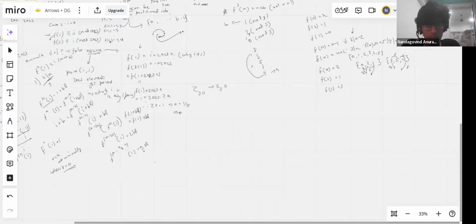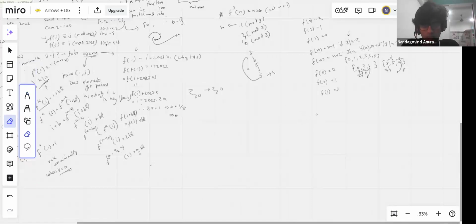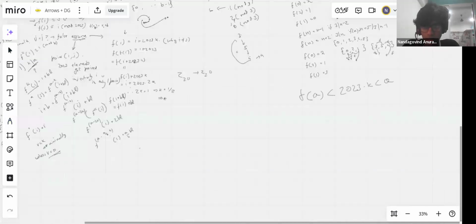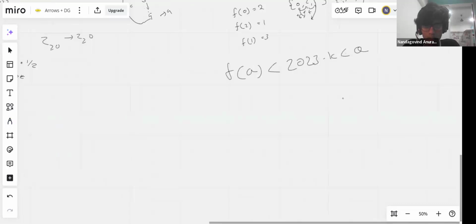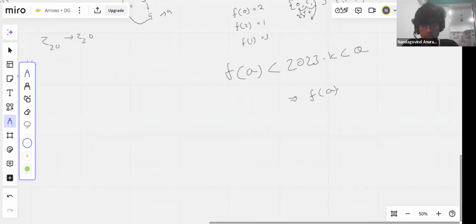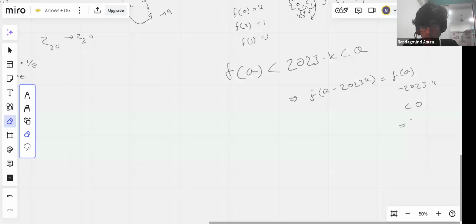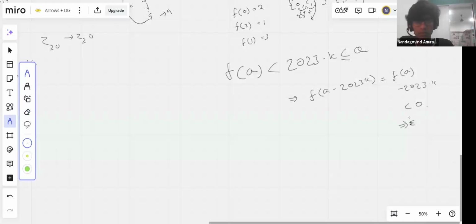The sketch of the proof is that if f of a is less than or equal to 2023 times k, then f of a minus 2023 k is less than or equal to 0, which is less than 0, which is a contradiction. Okay, this is the brief sketch of why this is true.